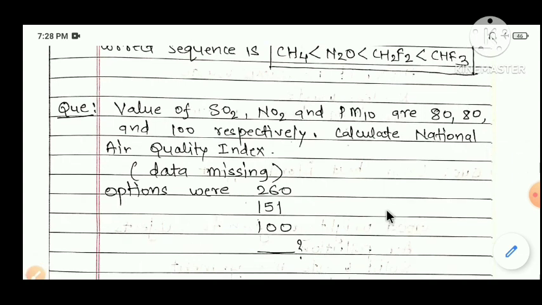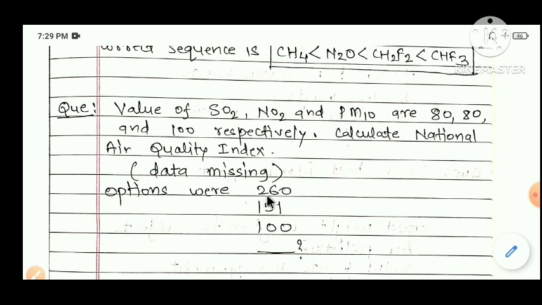The values of SO2, NO2 and PM10 are 80, 80 and 100 respectively. Okay, you have to calculate the National Air Quality Index. I have recalled this from the words of a student, they said something similar, but something is missing, like units and other things. Based on that missing data I cannot recall what exactly was there, and so I have not calculated the National Air Quality Index.